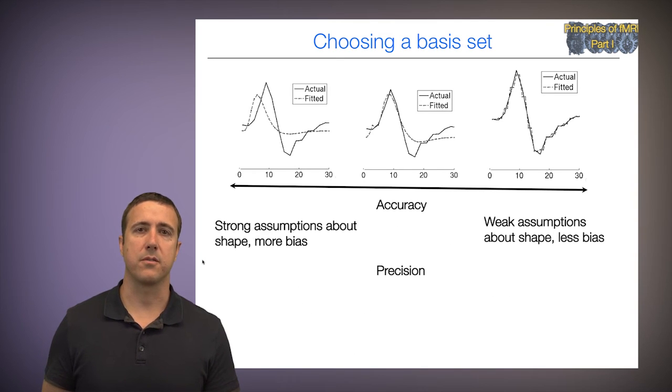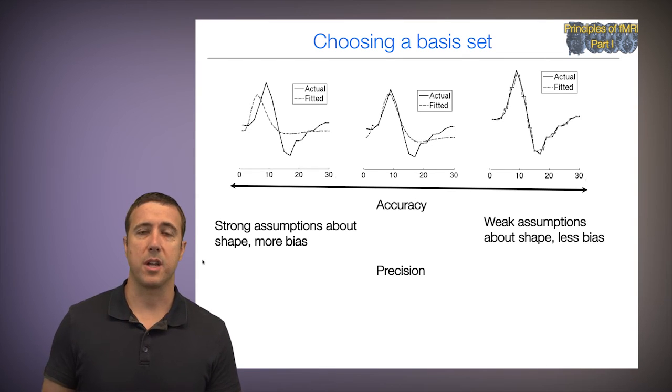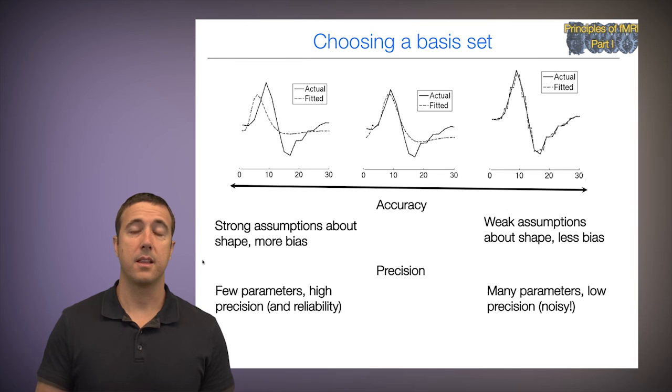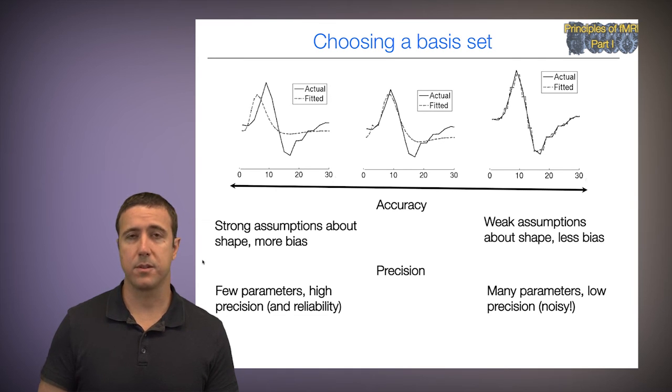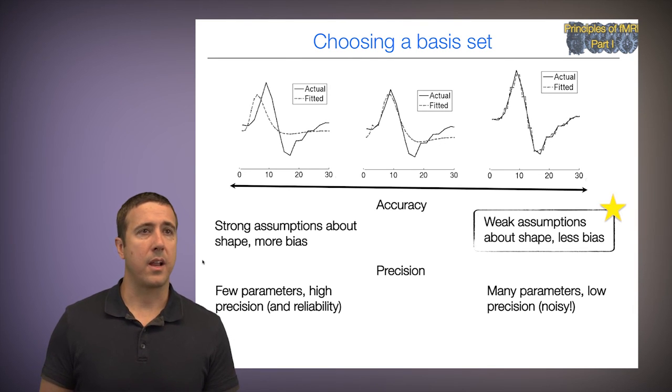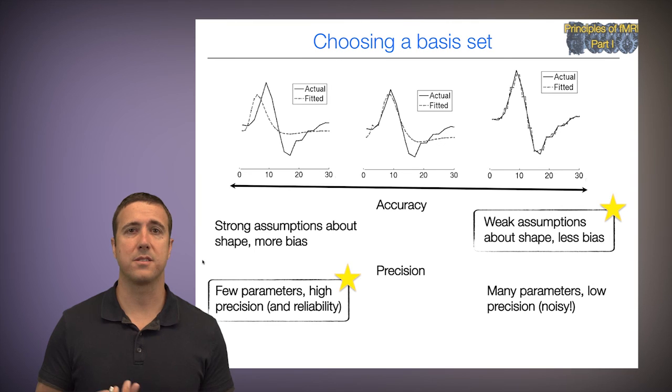So let's look at the accuracy of these different models. Well, the canonical HRF makes strong assumptions about shape, so it has the most bias. The FIR model makes very weak assumptions about shape, so there's very little systematic bias. It can be very flexible, and the 3-parameter basis set is somewhere in between. Now let's look at their precision. The canonical HRF has very few parameters, so there's very high precision and high reliability of those estimates. The FIR model has many parameters, so there's very low precision and very noisy estimates of each of those parameters with limited data. And again, the 3-parameter model is somewhere in between. So on accuracy, the FIR model wins, but on precision, the canonical HRF wins. And that's the bias variance trade-off.